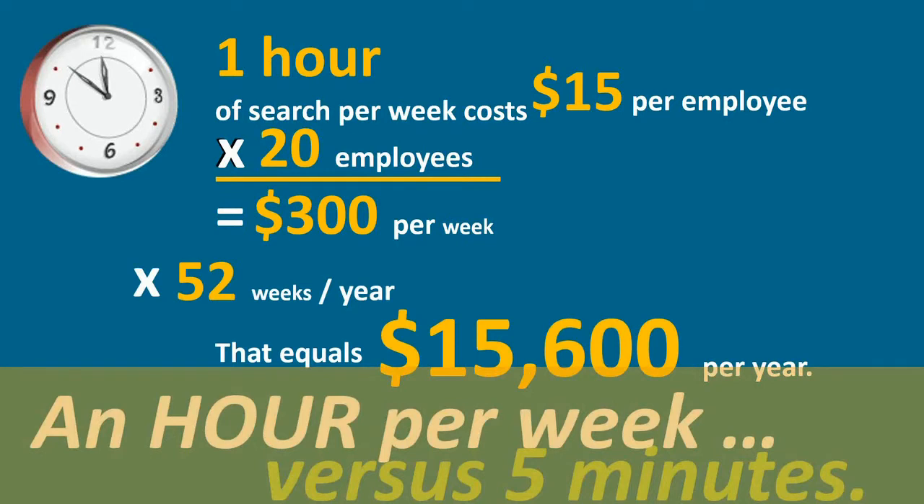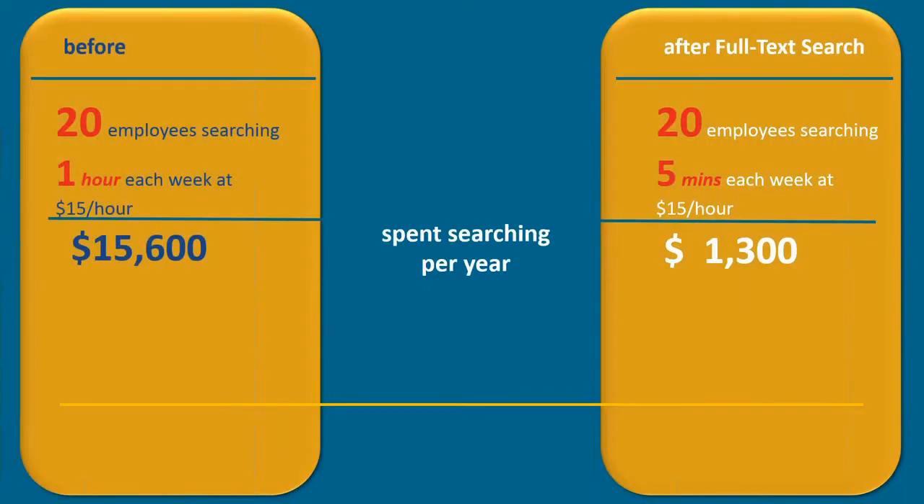Now compare that and say maybe full text search allows us to take that hour of searching with the full flexibility and capabilities of full text search. We can do that within 5 minutes. So comparison, before full text indexing on the left side, after full text search on the right side. We can see the cost spent each year goes directly down from $15,000 to about $1,300.